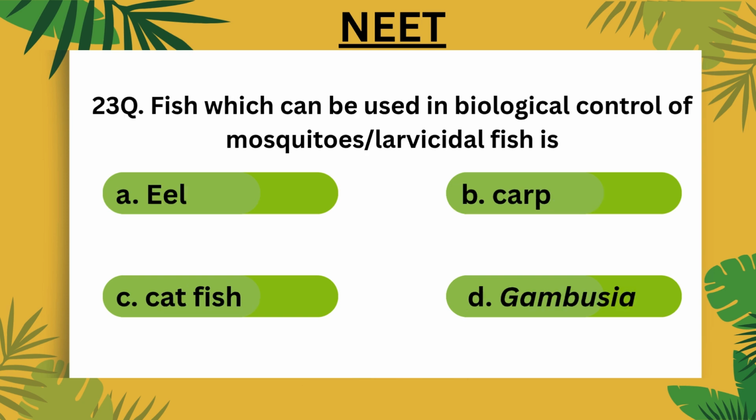Twenty-third question. Fish which can be used in biological control of mosquitoes, larvicidal fishes. A. Eel. B. Carp. C. Catfish. D. Gambusia.